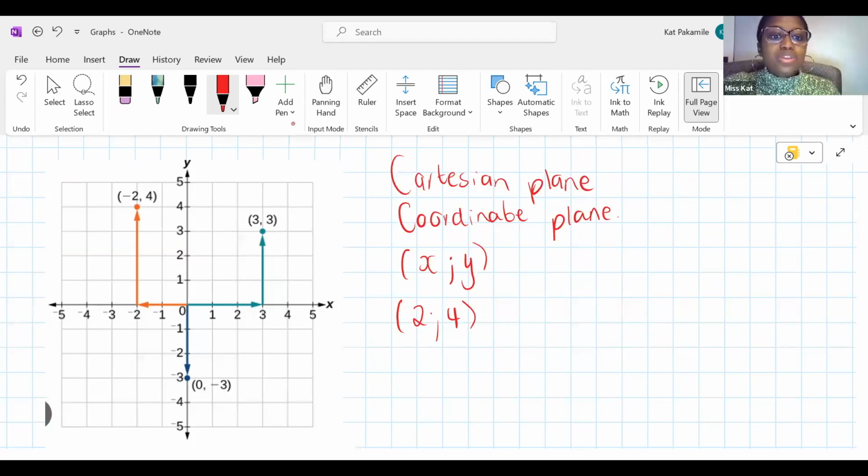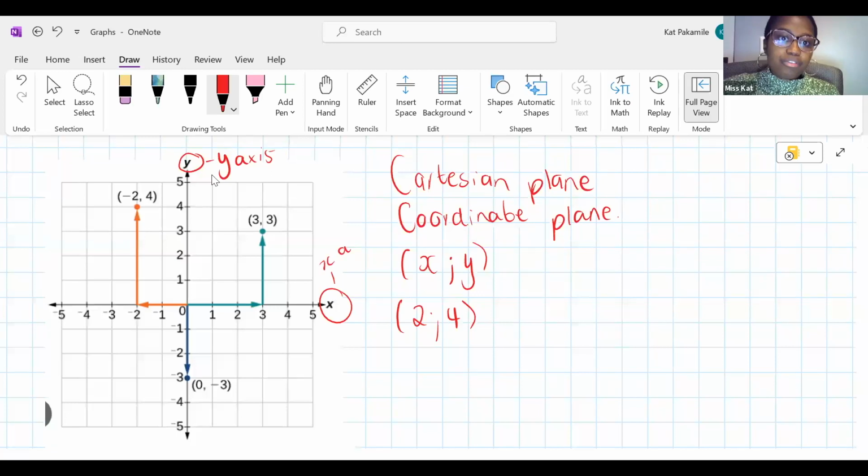Let me speak about the coordinate plane first. We have an x-axis and a y-axis. Going vertically, vertical means up, down, okay? We have our y-axis, that's what we call it. And horizontally, we have your x-axis.